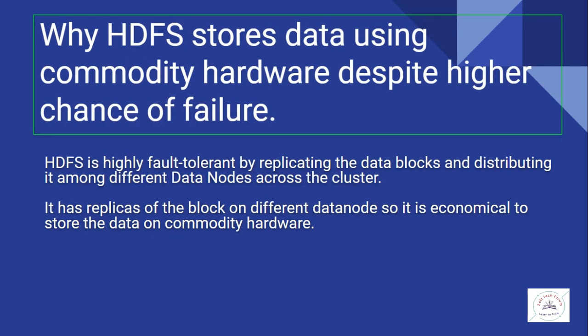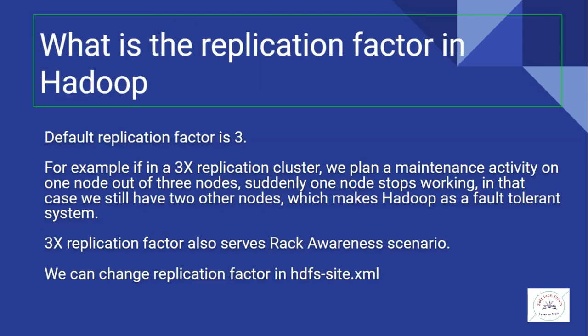Why HDFS stores data using commodity hardware despite higher chance of failure? HDFS is fault tolerant by replicating the data blocks and distributing it amongst different data nodes across the cluster. It has replicas of blocks in different data nodes, so it is economical to store the data on commodity hardware.